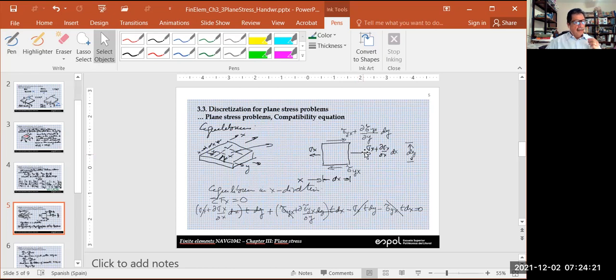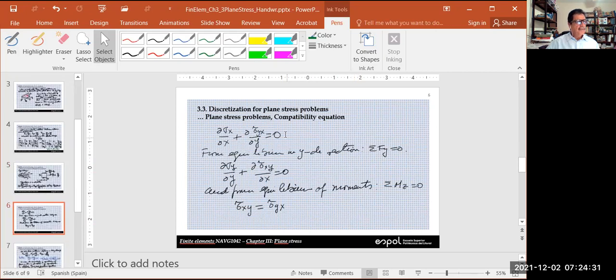So here we have equilibrium in the x direction. We multiply stresses times area and then simplify, and this is what we get in the x direction. We can do something similar. This is for the y direction. And in the case of the moment, this is what we obtain. And this is something that you recognize from solid mechanics, okay?